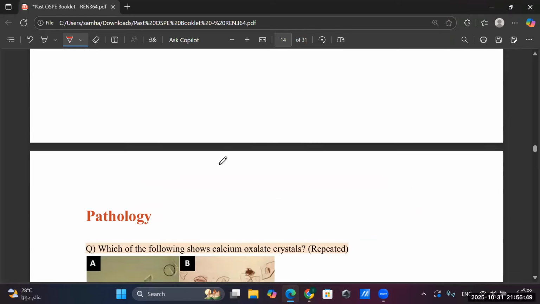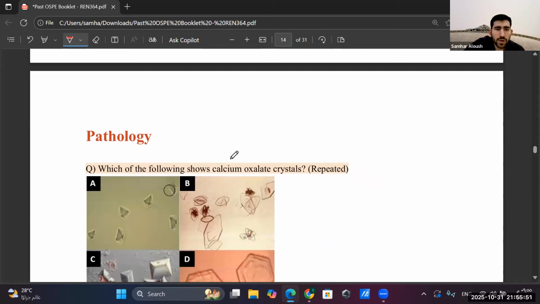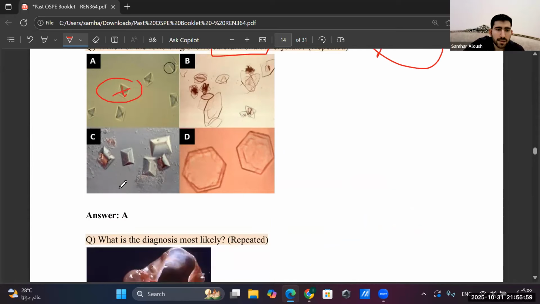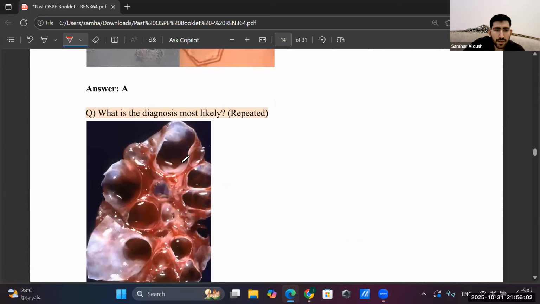Okay, now we go to patho. Which of the following shows calcium oxalate stone? We said oxalate, it's X, so it's the one that has X in it. See here, it's a square with an X, calcium oxalate.